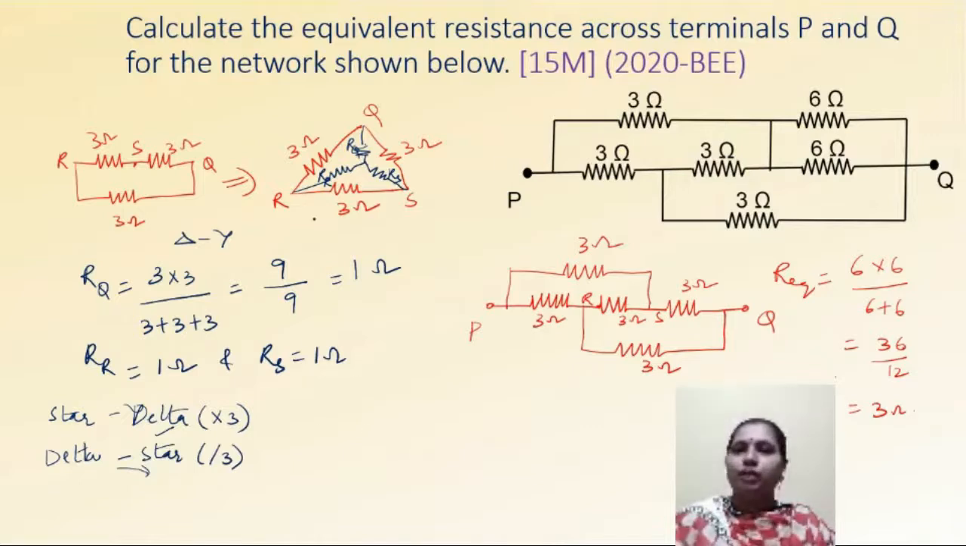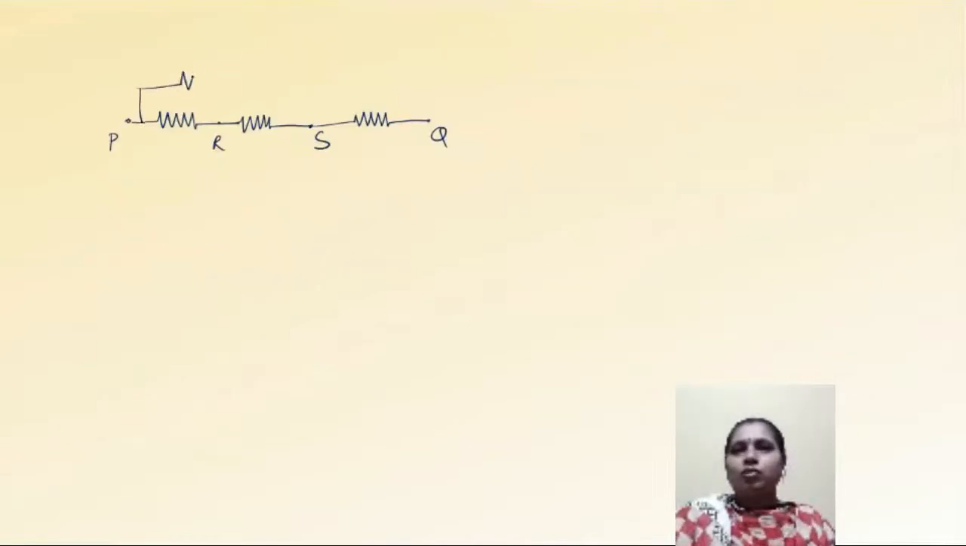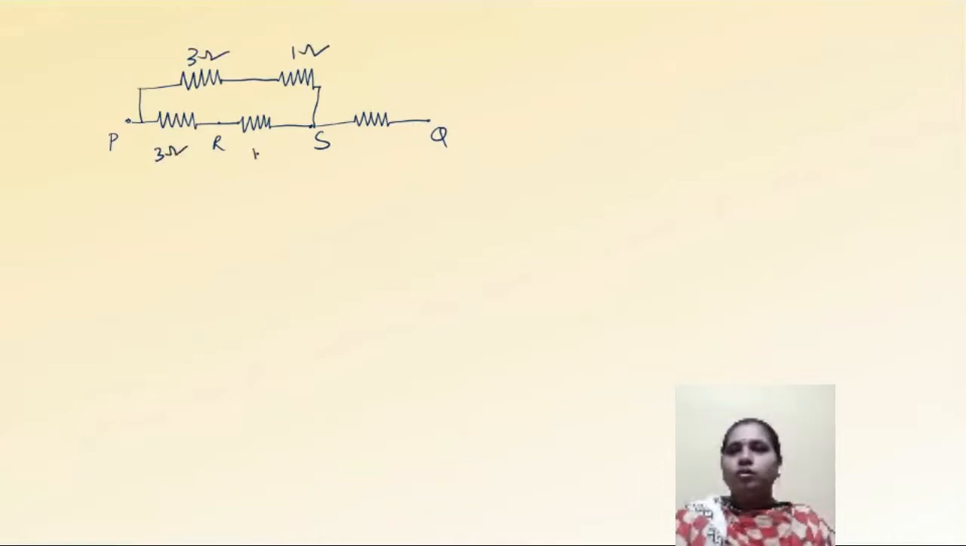Okay, so now replace the star in the original circuit. So this is how the circuit is connected. Okay, so this is 3 ohm, this is 1 ohm, this is 3 ohm, this is 1 ohm, and this is 1 ohm. So here you can observe that 3 and 1 are in series, 3 and 1 are in series, that combination is in parallel, and that combination is in series with 1 ohm. So let us solve that.